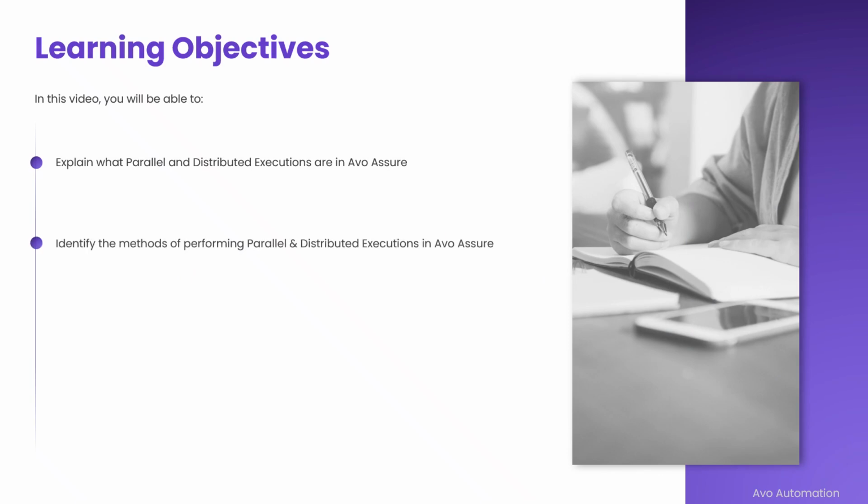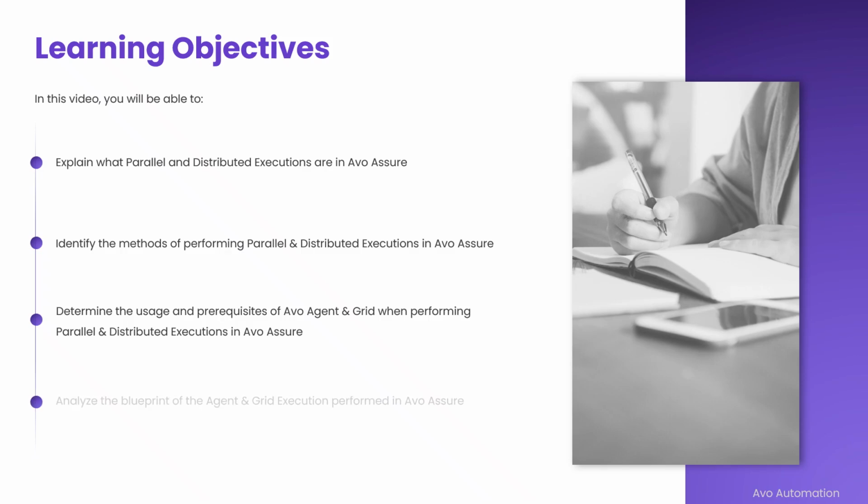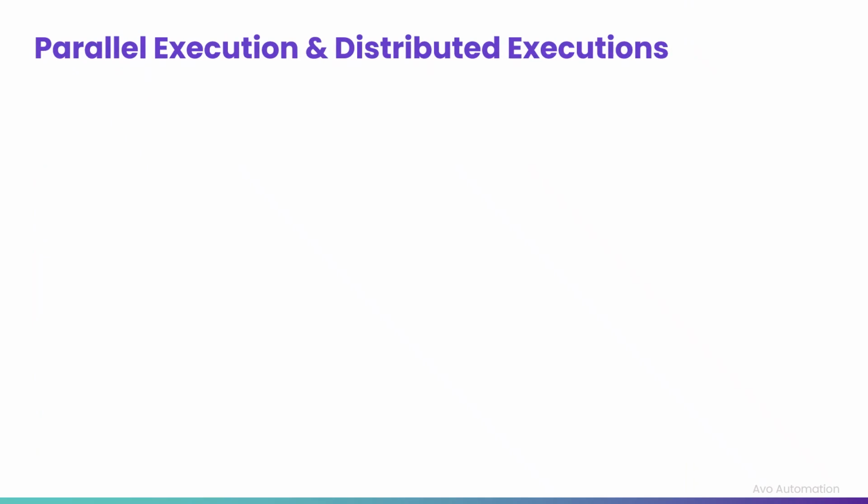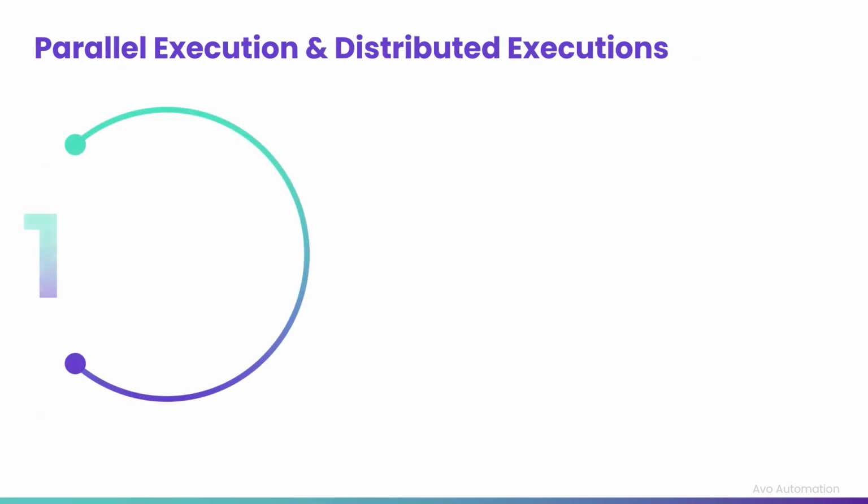identify the methods of performing parallel and distributed executions in Avo Assure, determine the usage and prerequisites of Avo Agent and Grid when performing parallel and distributed executions in Avo Assure, analyze the blueprint of the agent and grid execution performed in Avo Assure. Let us begin with understanding what parallel and distributed executions are.